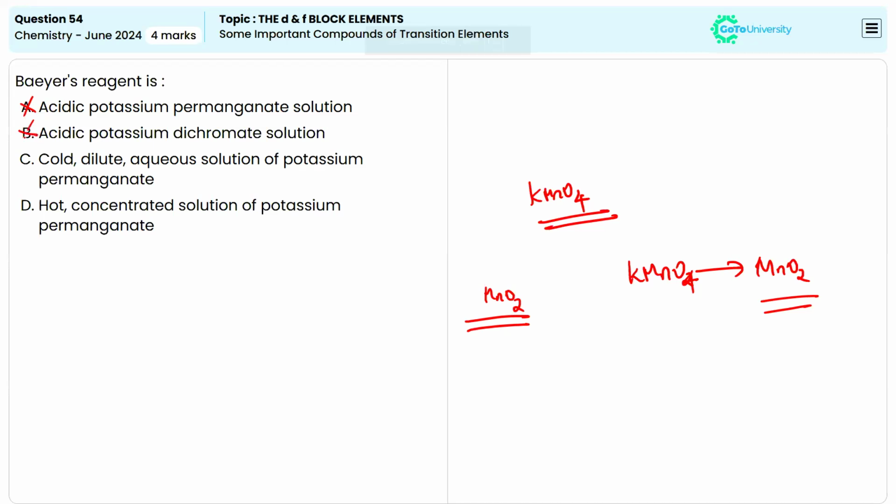Okay. The second one is acidic potassium dichromate. Dichromate is not Bayer's reagent, so that is again incorrect. The third option is a cold dilute aqueous solution of potassium permanganate, which is the correct answer. The last one is incorrect because it is given as hot. It should be cold and aqueous solution of potassium permanganate only. Okay, so C is the correct answer. Write it down.